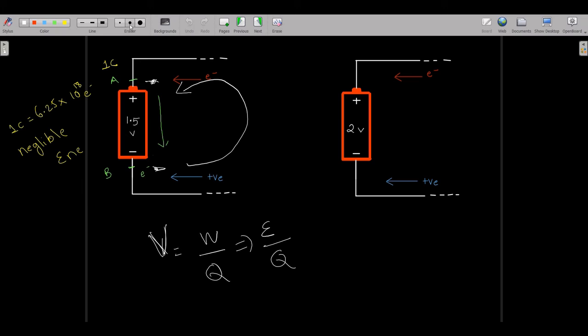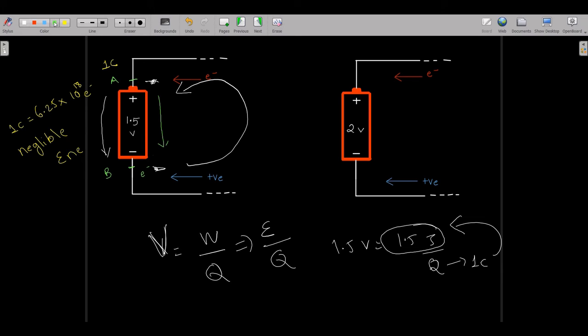And basically 1.5 volts is nothing but 1.5 joules per coulomb. That means while moving from point A to point B, the electron is getting 1.5 joules of energy. That means this 1 coulomb of charge is gaining 1.5 joules of energy to move from point A to point B.